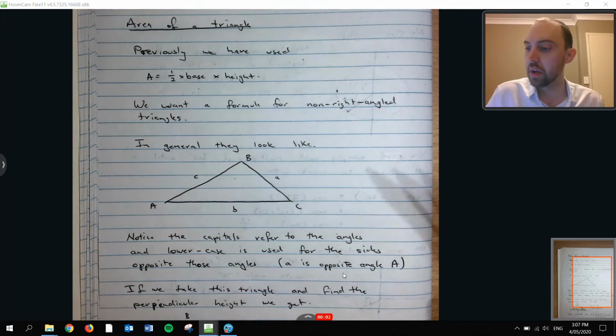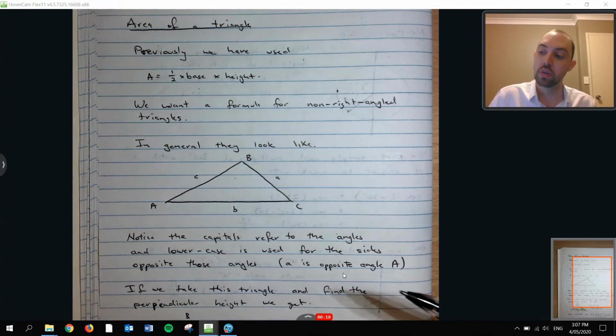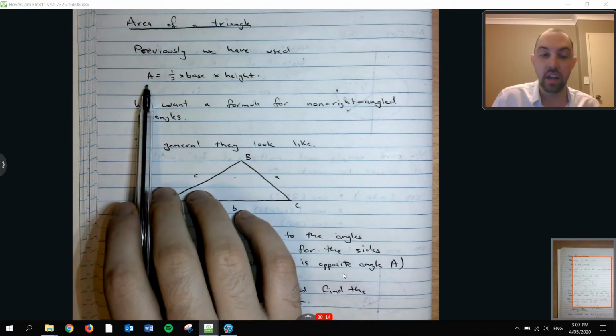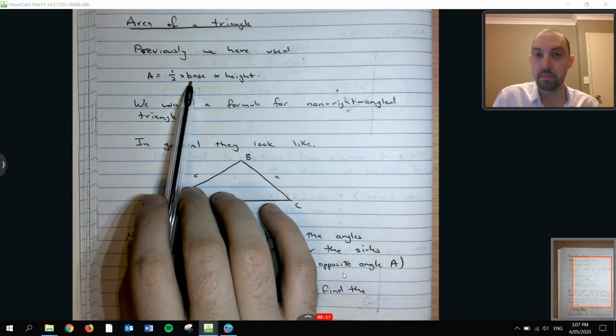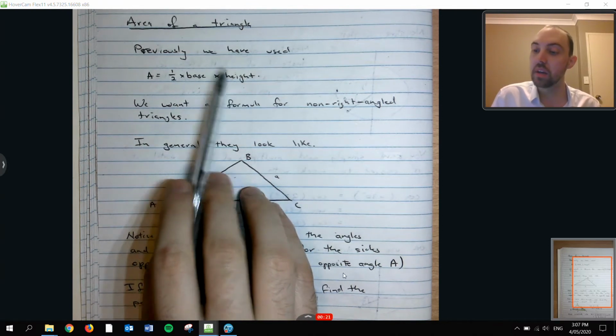Hey guys, today we're going to be doing the area of a triangle, but we're going to be doing it slightly differently than we're used to. Most of the time you would have seen the area is equal to half times the base times the height, and that height is perpendicular to the base.